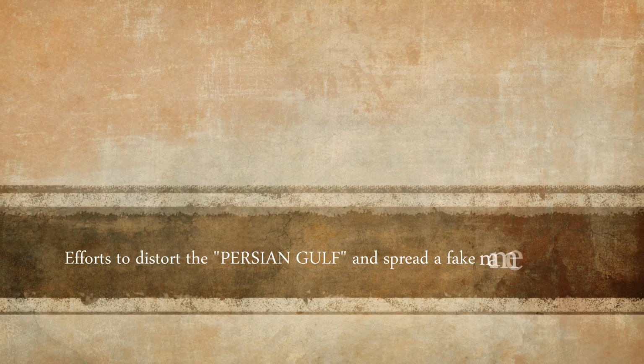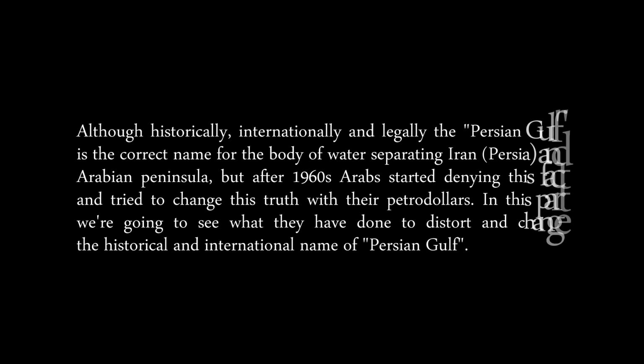Efforts to distort the Persian Gulf and spread a fake name. Although historically, internationally and legally the Persian Gulf is the correct name for the body of water separating Iran, Persia, and the Arabian Peninsula, after the 1960s Arabs started denying this fact and tried to change this truth with their petrodollars. In this part we're going to see what they have done to distort and change the historical and international name of Persian Gulf. Please look at the following map very carefully.